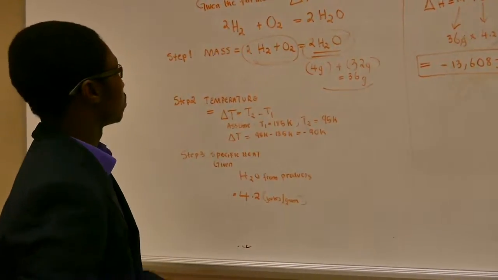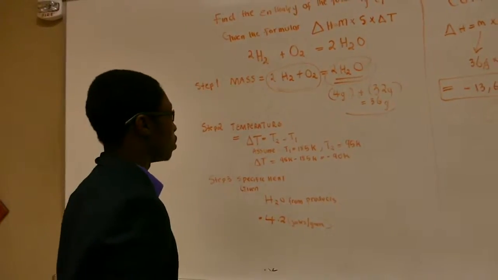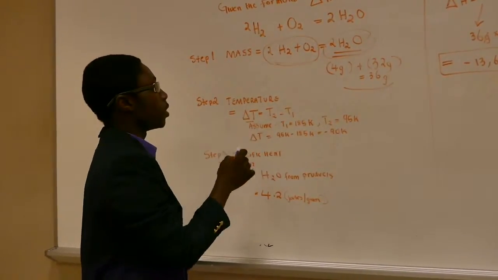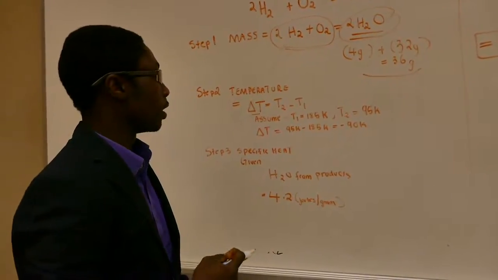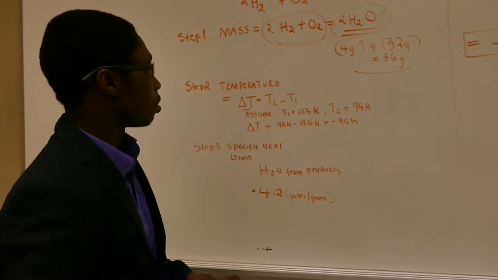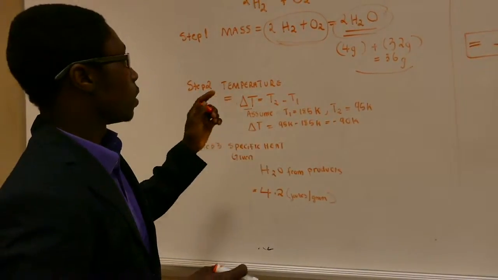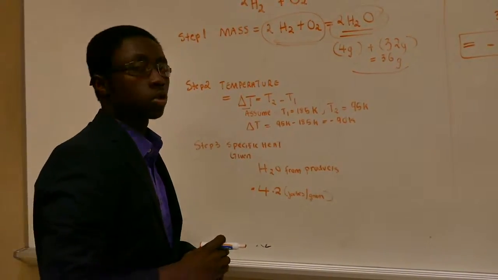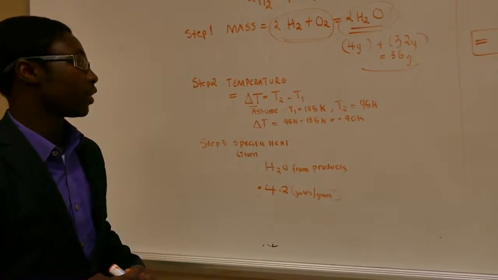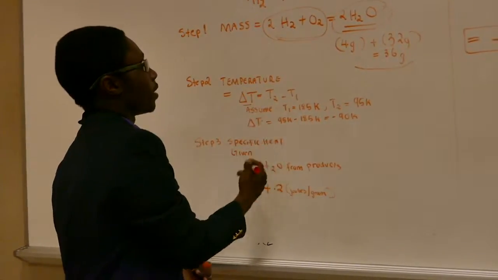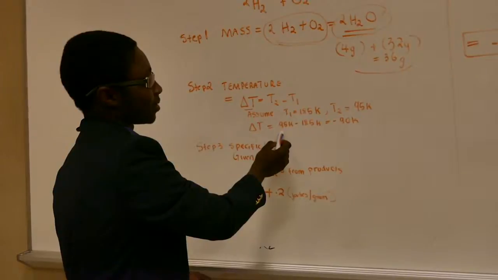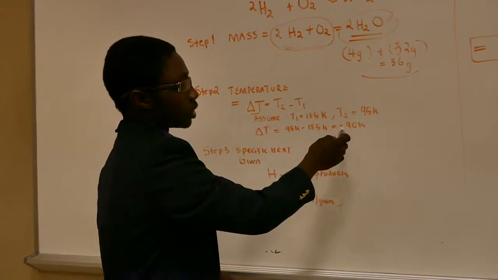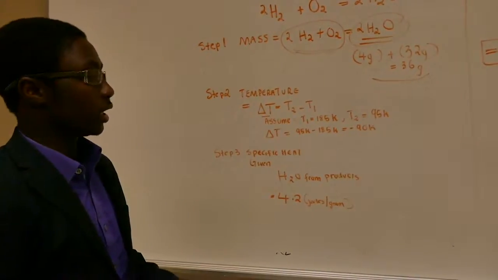Second step, we're going to find the change in temperature, which is represented by this equation. Change in temperature equals temperature 2 minus temperature 1. In this equation, we're given that temperature 1 is 185 Kelvin and temperature 2 is 95 Kelvin. So we can just plug in and subtract. It's just basic mathematics. So 95 minus 185 is equal to negative 90 Kelvin.